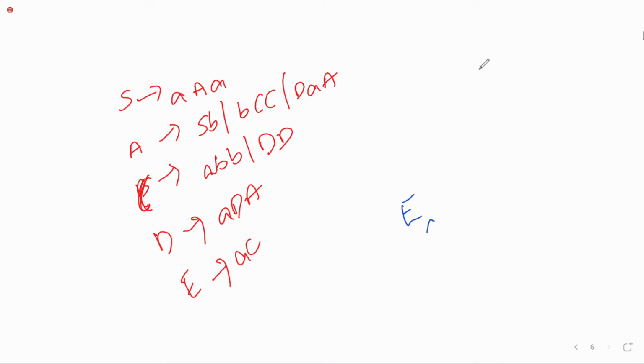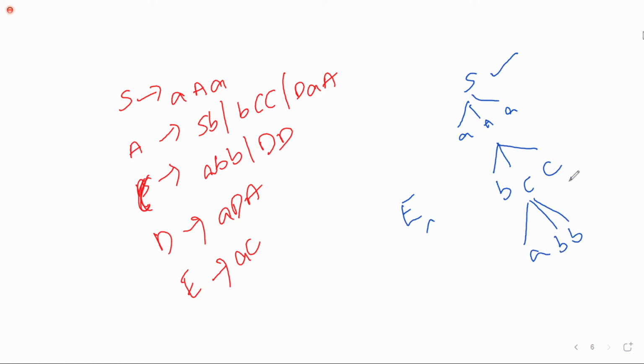See, observe here. S is deriving AAA. From A, I can go for SB or simply BCC. S is a useful symbol because it is deriving something. Now, is A useful or not, we check. From BCC we can derive ABB.